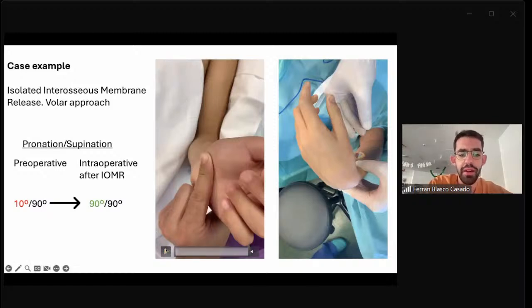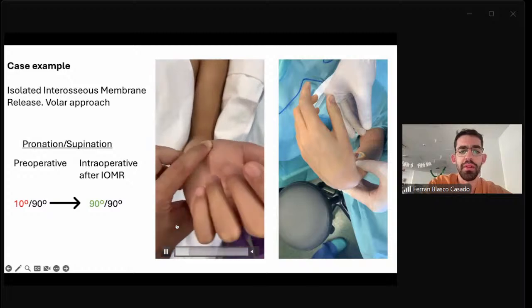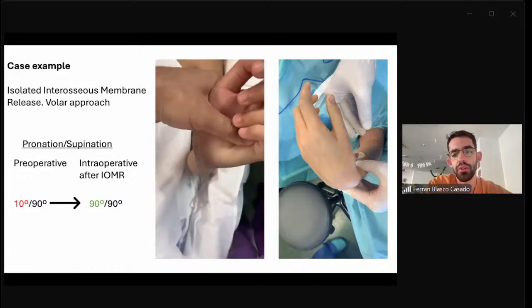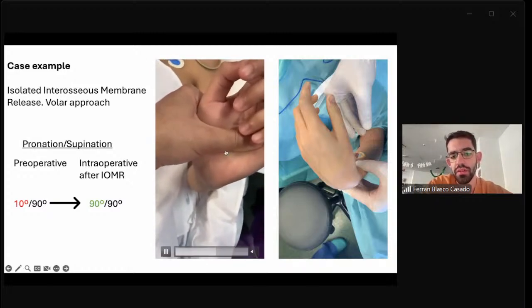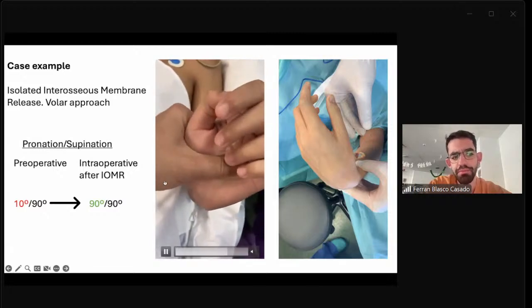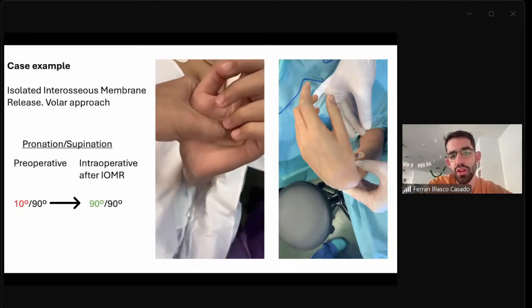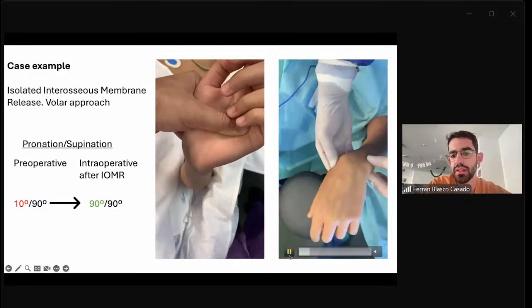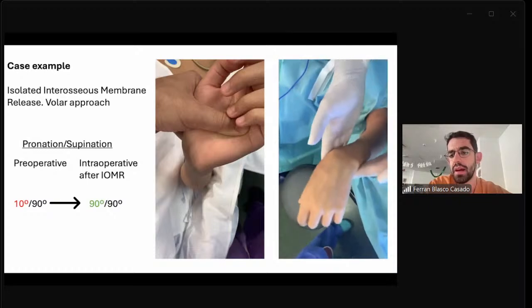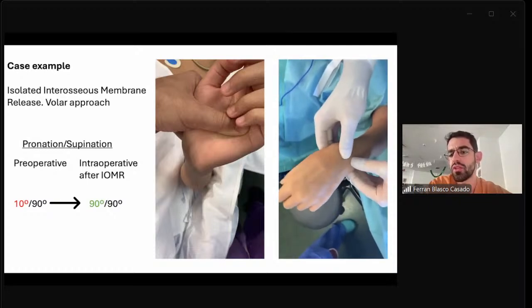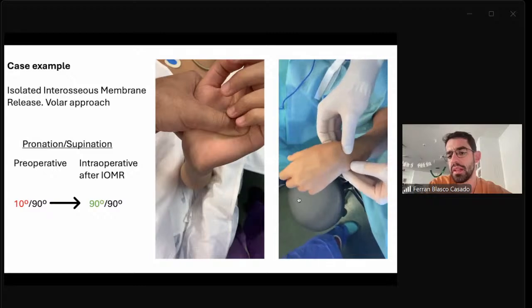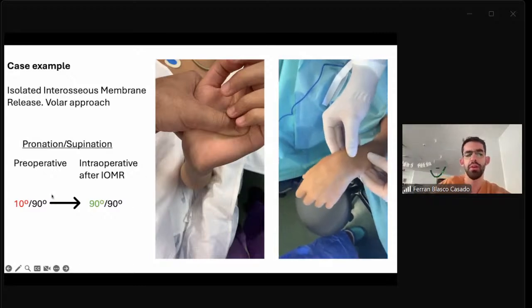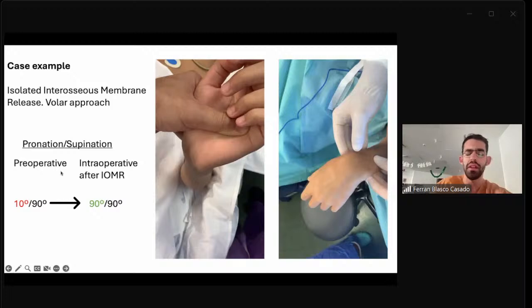So, back to our case. We remember the important forearm rotation deficit preoperatively, and we performed an isolated interosseous membrane release through a volar approach. Here we can see the vast increase in pronation and the stability of the distal radioulnar joint. Here we can see that we increased the rotation from 10 degrees of pronation to 90 degrees of pronation.